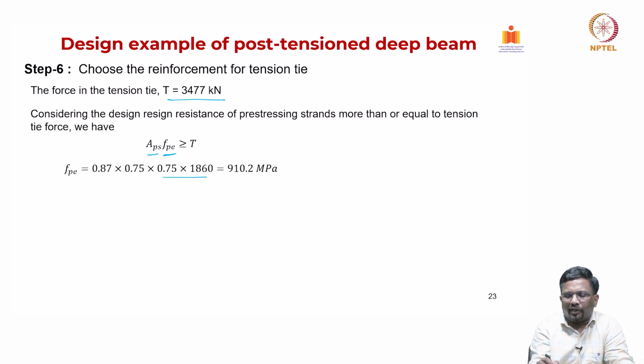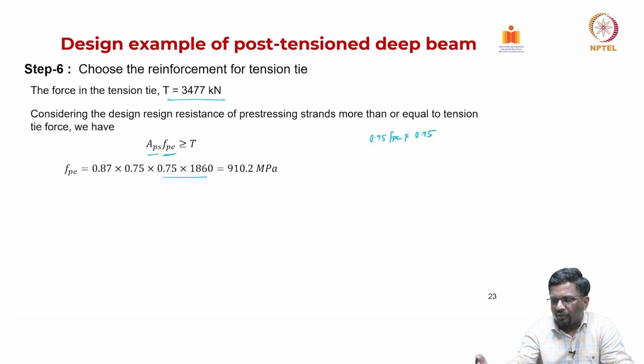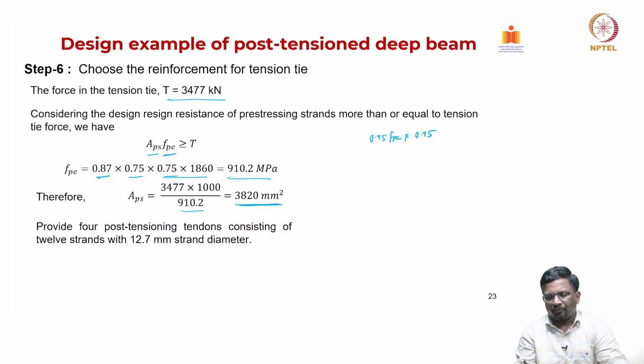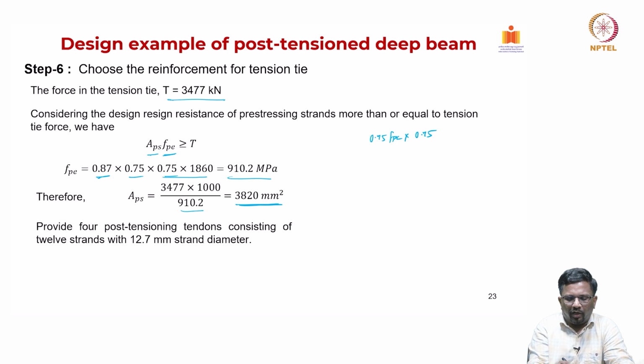So, you take 0.75 times 1860, as we stretch it up to 75% of 1860. That is your initial stretching force, 0.75 times your fpk, which you again multiply by 0.75 to account for your losses. And then 0.87 is your material safety factor. So, you see here you get a stress of about 910.2 megapascal. Now, the force 3477 divided by the stress will give the area of prestressing steel that is required. So, we can see that you put 4 PT tendons, and each one of them will have 12 half-inch strands. Okay.